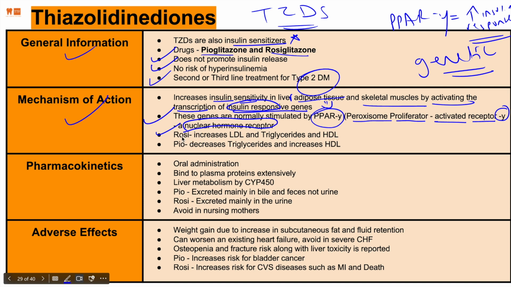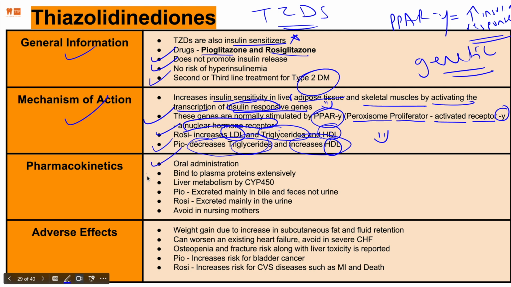So rosiglitazone increases LDL, increases triglycerides, and increases HDL. Bad lipids, good lipids, and triglycerides are all increased by rosiglitazone. But pioglitazone decreases triglycerides and increases HDL. So this is better. The good cholesterol is increased and the bad components of cholesterol are decreased. So pioglitazone is better than rosiglitazone.